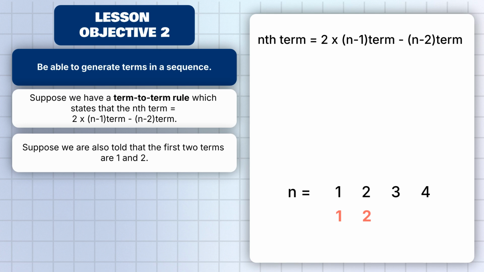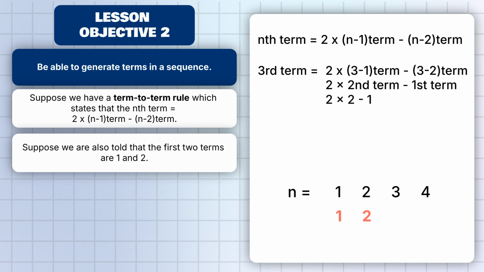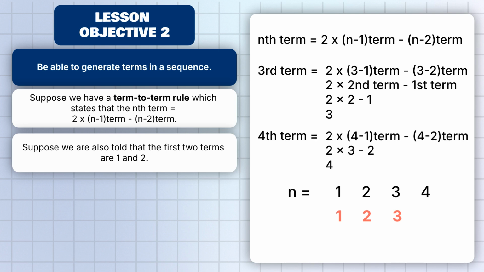Now let's calculate the third term using the term-to-term rule. Substitute n for 3 in the term-to-term rule like this. And then we can simplify this to find that we have 2 times the second term minus the first term. This gives us 3. We can then do the same calculation for the fourth term to find that the fourth term is 4. This sequence would be 1, 2, 3, 4.